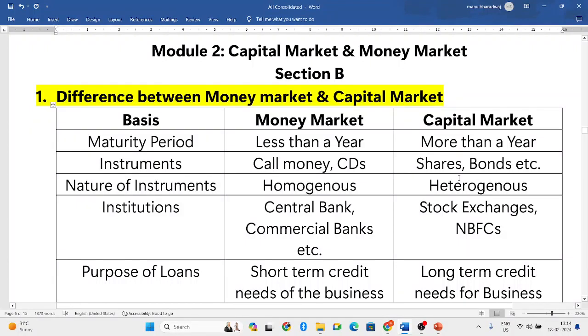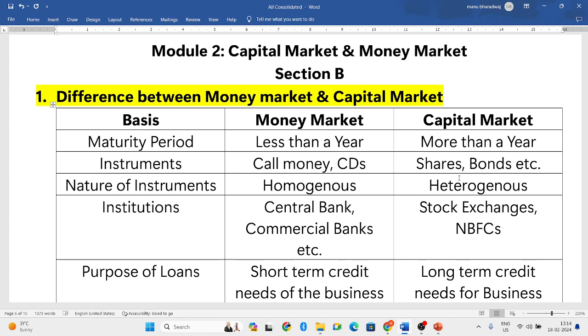In this particular video, let us discuss some of the section B important questions from the second chapter in financial institutions and markets, that is capital market and money market. The second chapter name is capital market and money market. In that, let us discuss some of the section B important questions. First one is difference between money market and capital market. So let us first discuss that question.